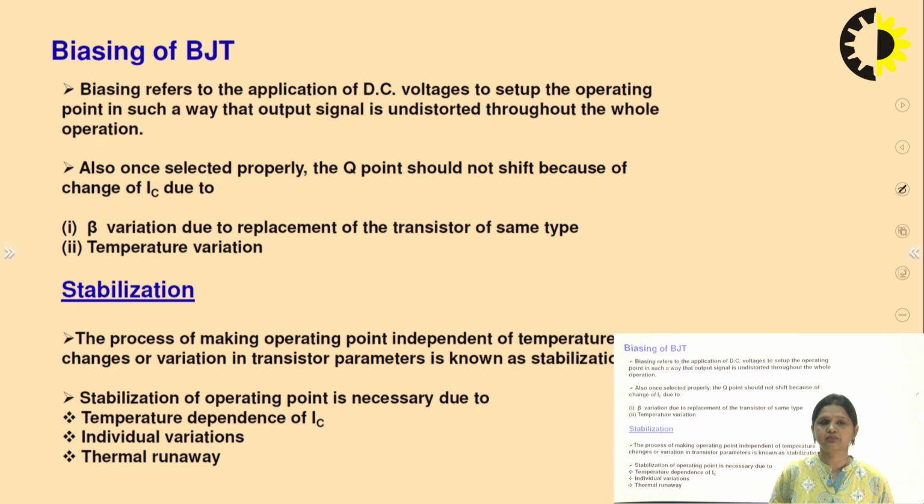Another reason is temperature variation. Because of the temperature variation, the operating point may change. So stabilization of the operating point is very, very important, and the process of making the operating point independent of temperature variation and transistor parameter variation is known as stabilization.